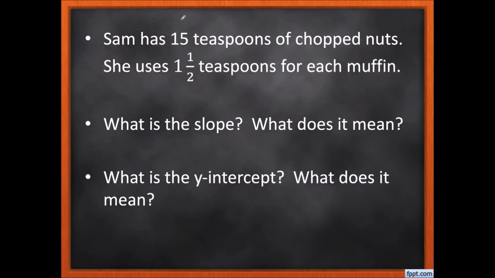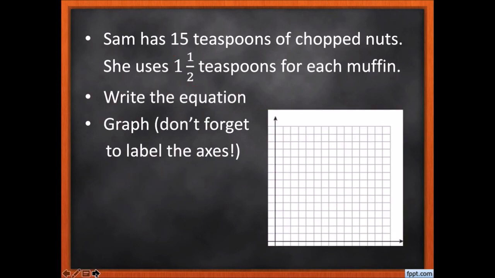Sam has 1 and 1 half teaspoons of chopped nuts. This one you need to change to an improper fraction. So this becomes 3 over 2. Where does it begin? How many nuts do we begin with? And then again, when you use it, is that going to be a positive slope or a negative slope? It is going to be a negative. This one she'll be able to count by ones, so it should be pretty easy.